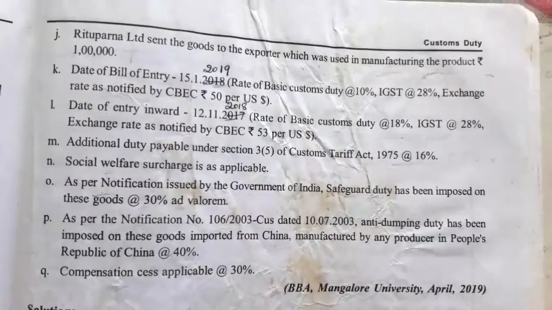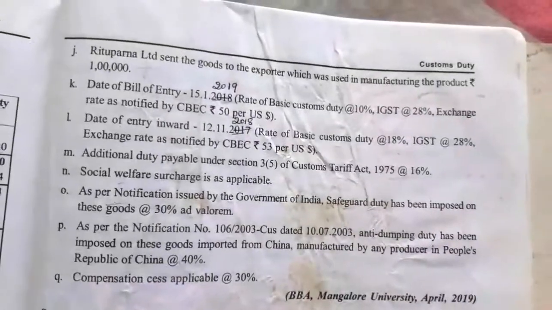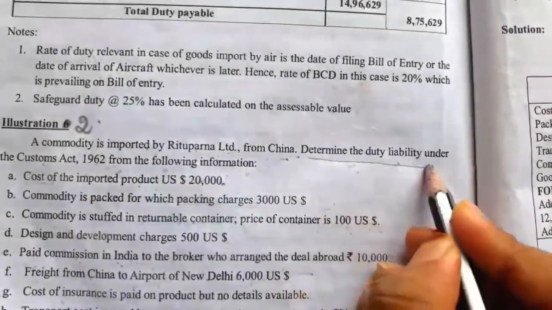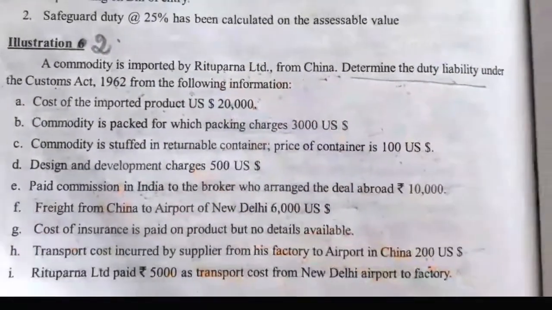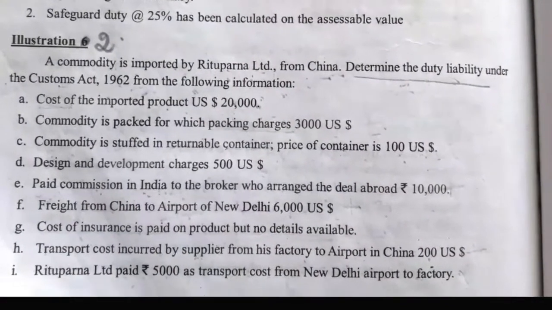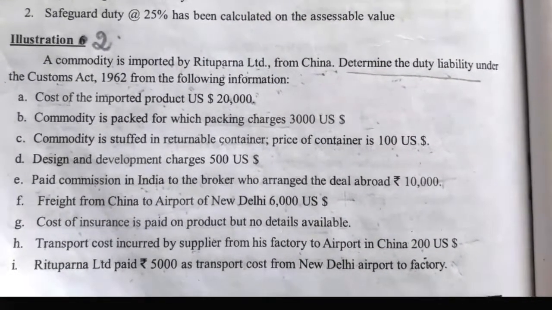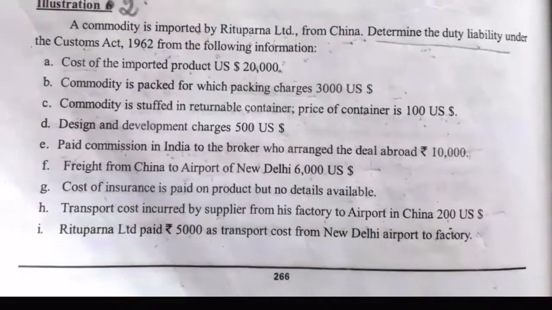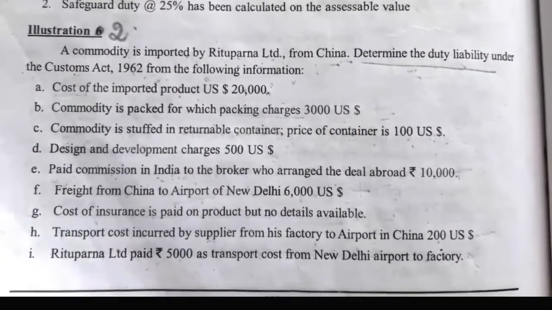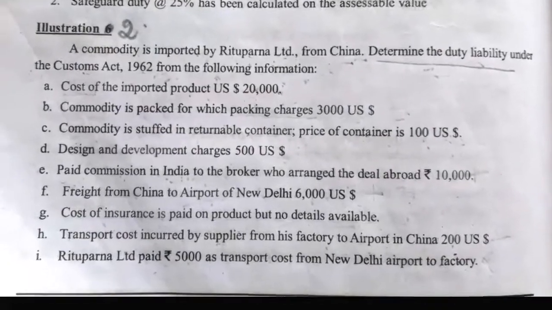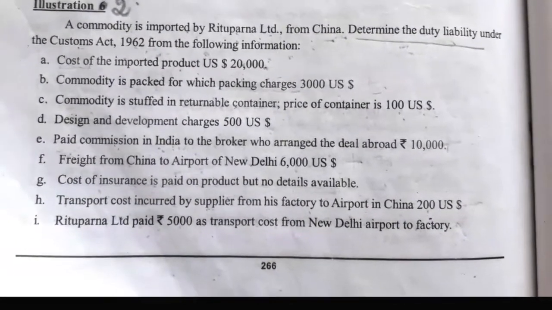So with this information we have to determine the duty liability. What is the custom duty payable by the importer? How much custom duty an importer has to pay for the import of a commodity from China. To find the custom duty payable, we need to calculate assessable value. The custom duty is levied on assessable value. So we have to find out the assessable value.